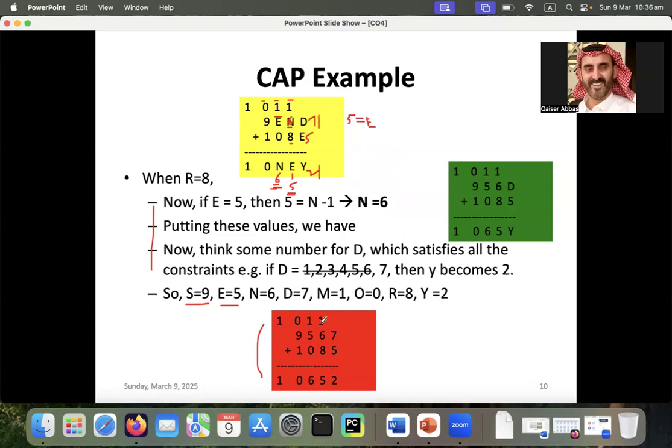7 plus 5 is 12, carry 1 is going next. And 6 plus 1 is 7. 7 and 8 is 15, 1 carry is going next. And then 5 plus 1 is 6, 0 carry is going next. 9 plus 1 is 10, and 1 carry is going next. So everything is okay now. The addition is also okay, and you have found all the digits for your letters. This picture is the solution.